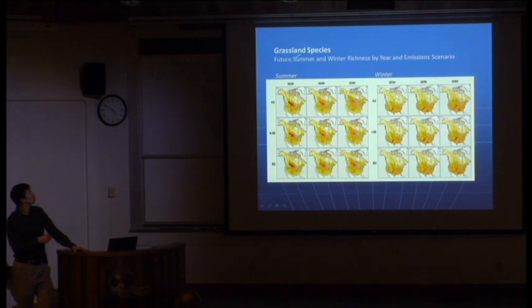Okay, well, what happens as the conditions change? Well, we go from, again, 2020, 2050, 2080. You see the richness overall declines, and it tends to shift north, not surprisingly. Same thing in the winter.